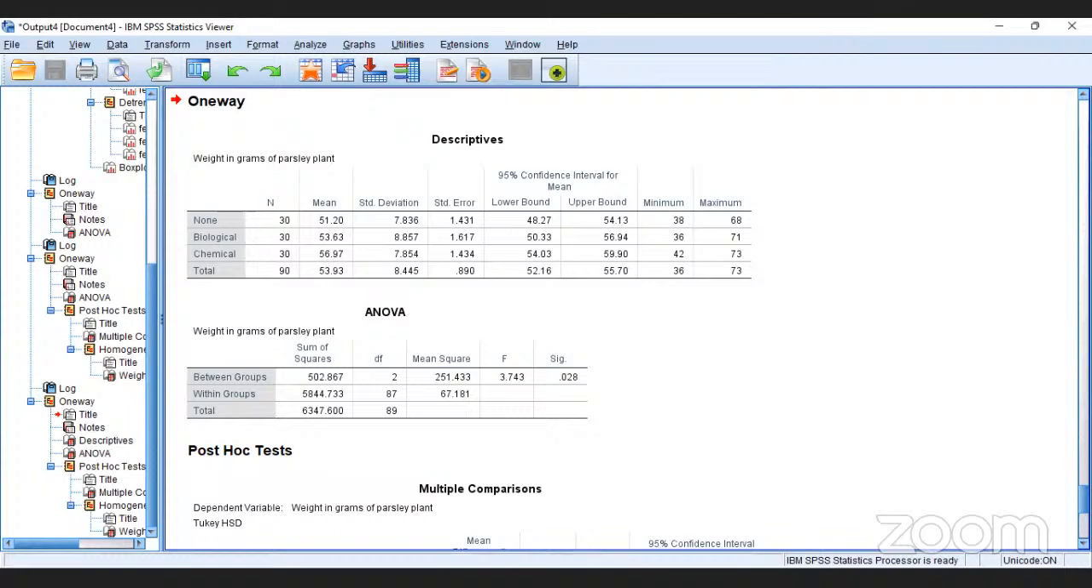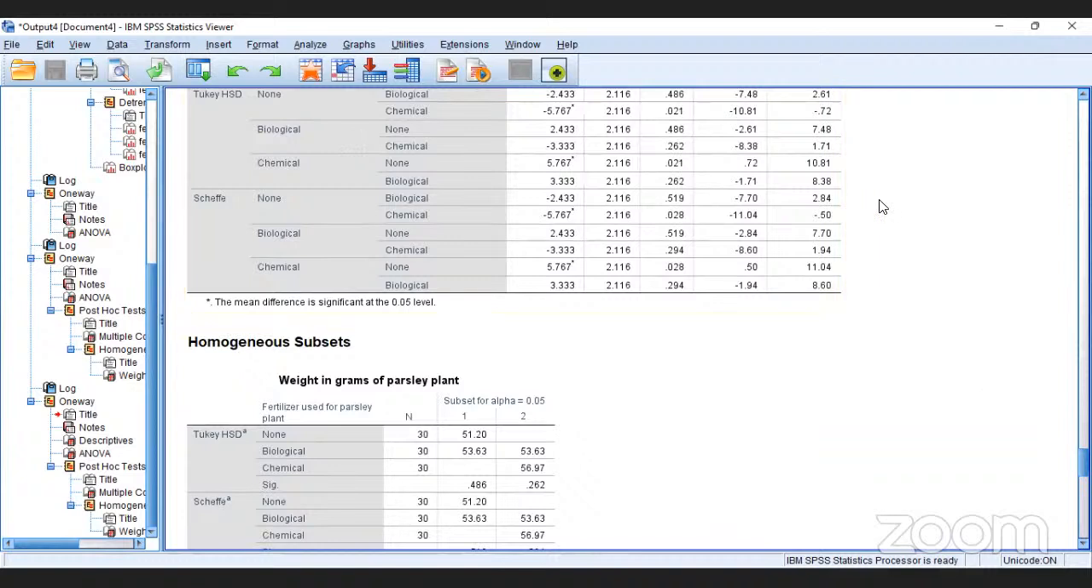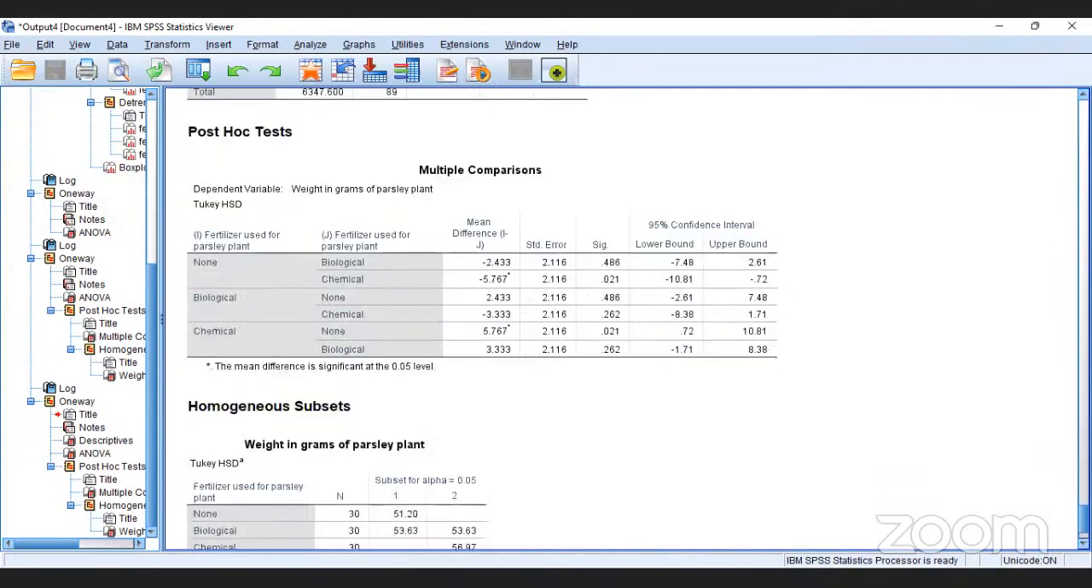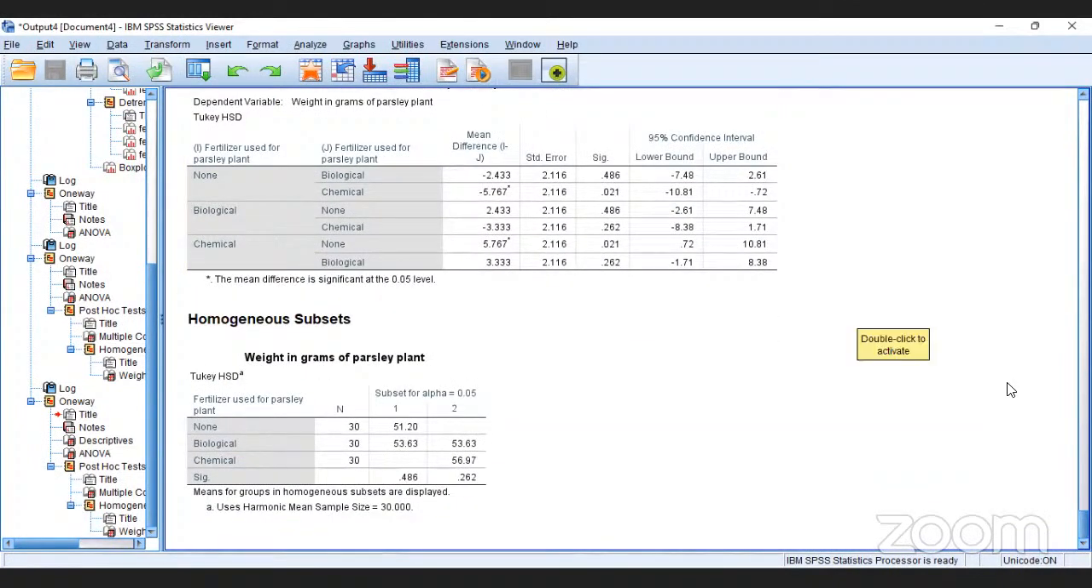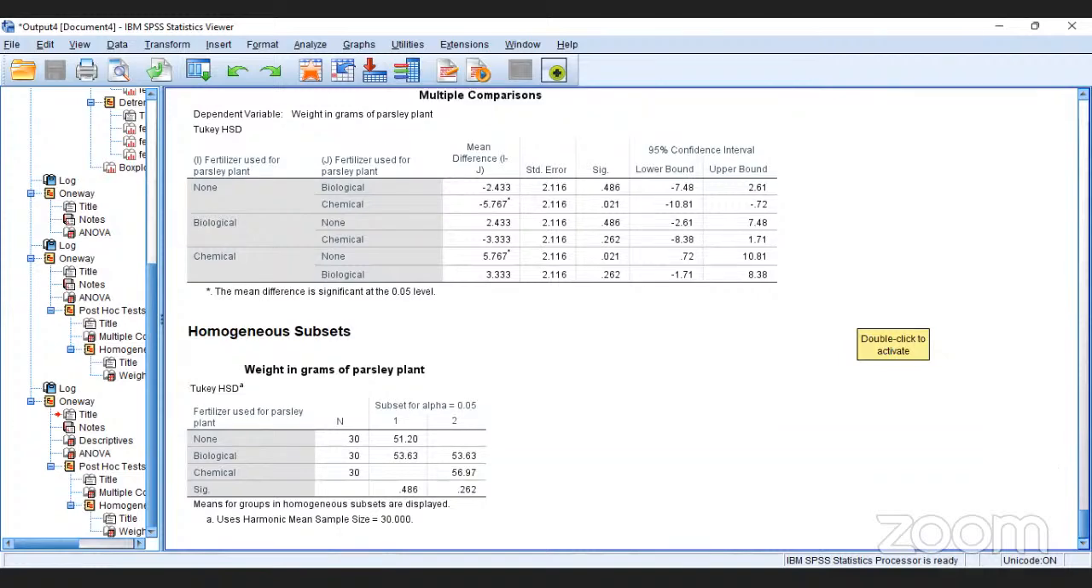But which of the groups is significantly different? It could be that the non-fertilizer group is significantly different from the chemical and the biological, right? Or maybe the biological is significantly different from the non-fertilizer and the chemical. Or all the three groups are significantly different from each other. Do you get that? So how do we draw a conclusion? That's where we go and request our post hoc test. Do you get it? We now go with the post hoc test.